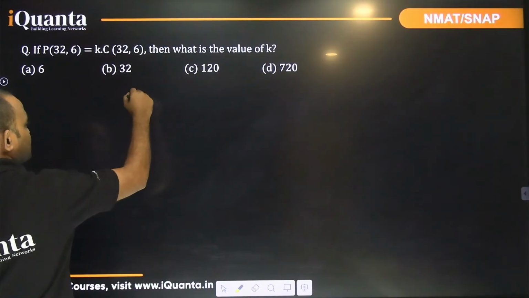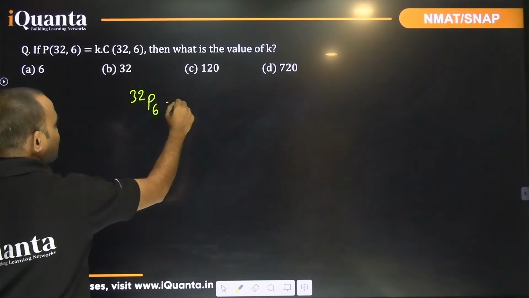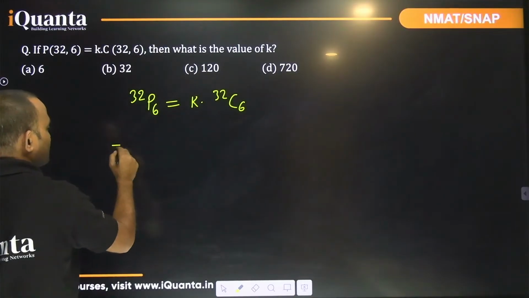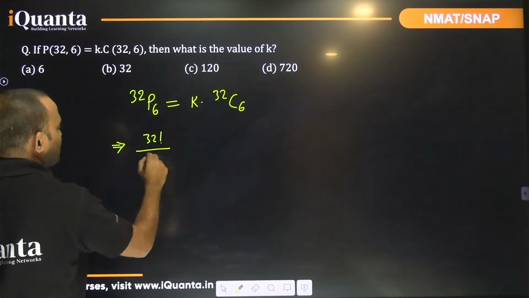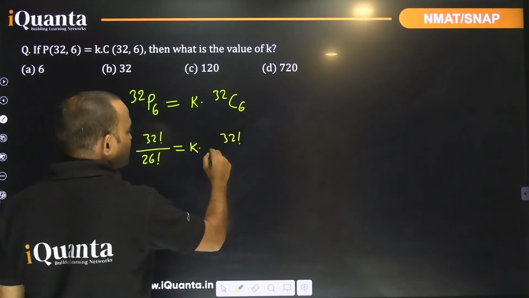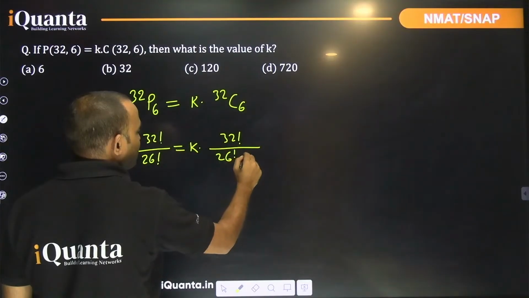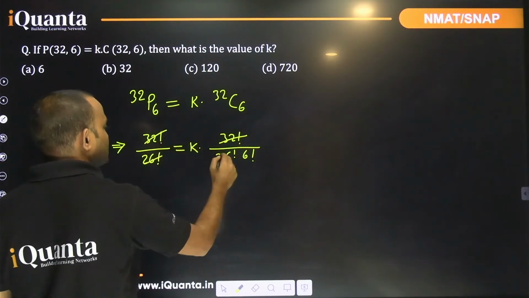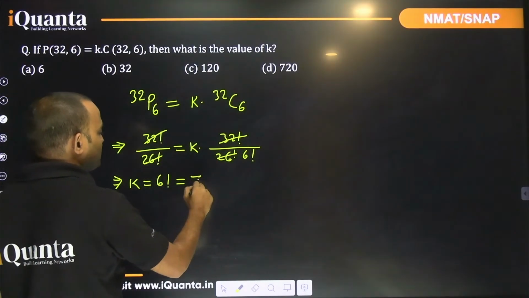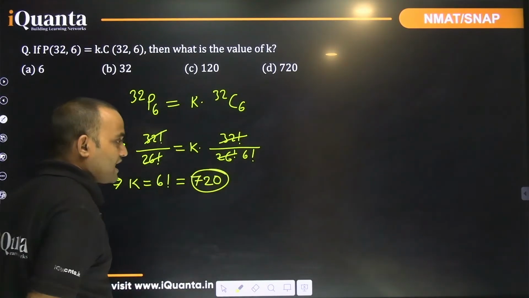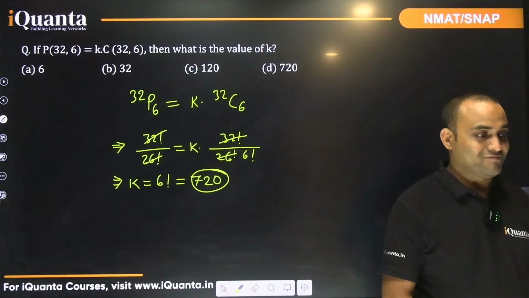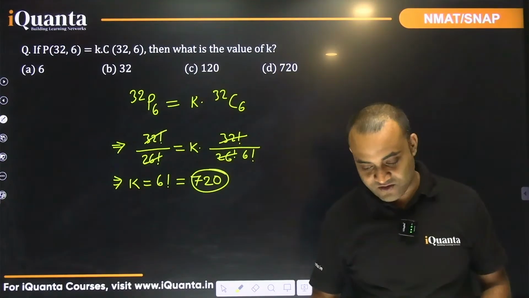So the question is 32P6 is equal to K into 32C6, or this will be 32 factorial upon 26 factorial is equal to K into 32 factorial upon 26 factorial into 6 factorial. So all of these are cancelled out. We are getting K is equal to 6 factorial, which is equal to 720. Again 720. Yes.